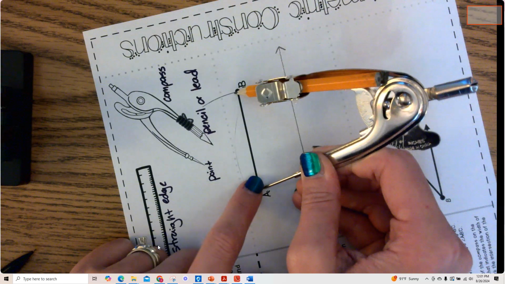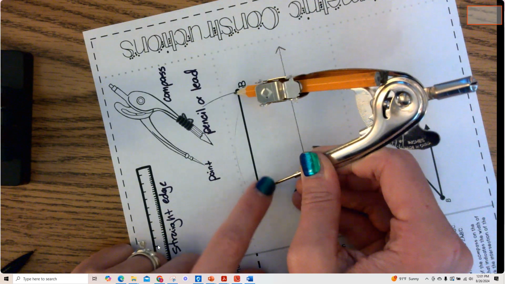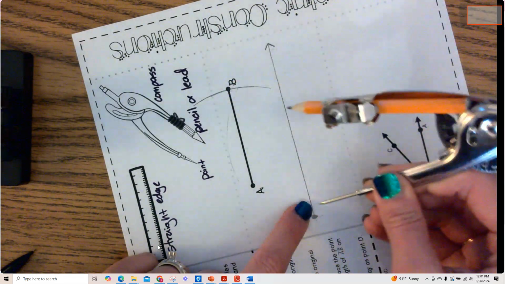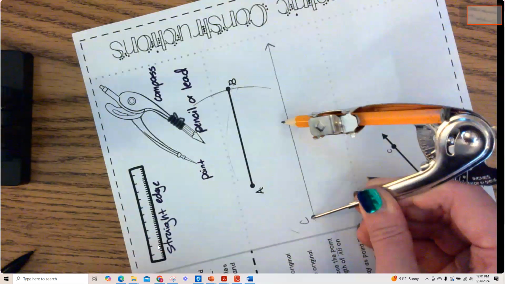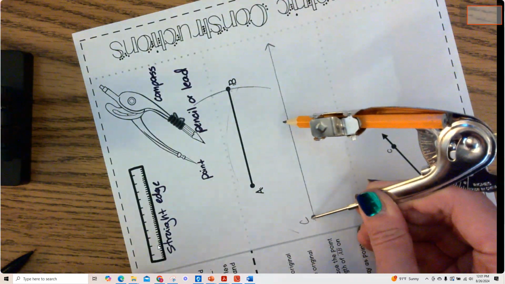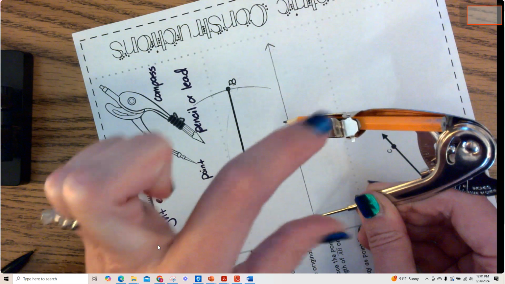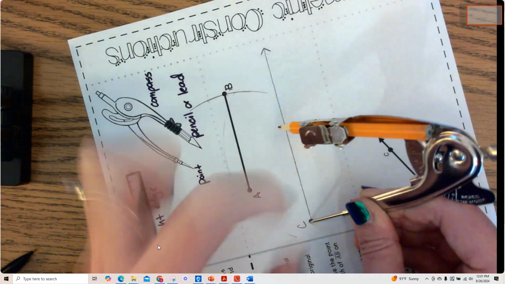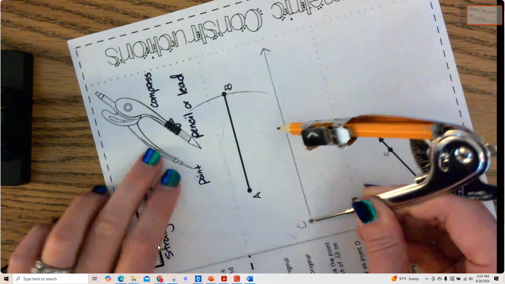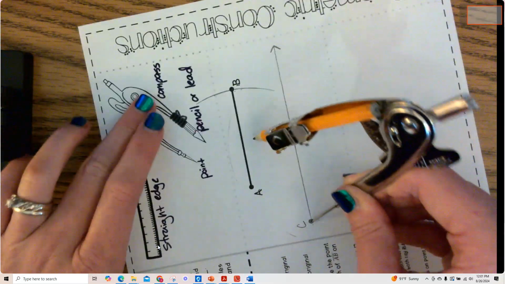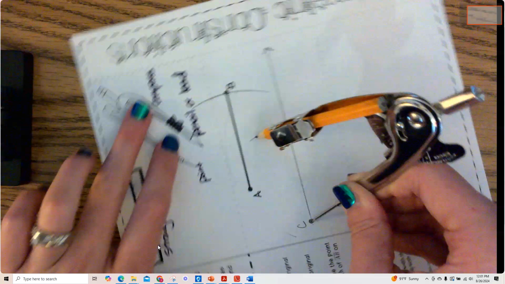So now to make a matching segment, we're going to take this point and we're going to move it down to our point C. We're not changing the distance of our compass. Again, that's why we like using the metal ones, even though they're deadly, but they're tight. So when you move them, it doesn't close in on itself. So we're going to put the sharp point on C, and then across that ray, we're going to make a new arc mark.